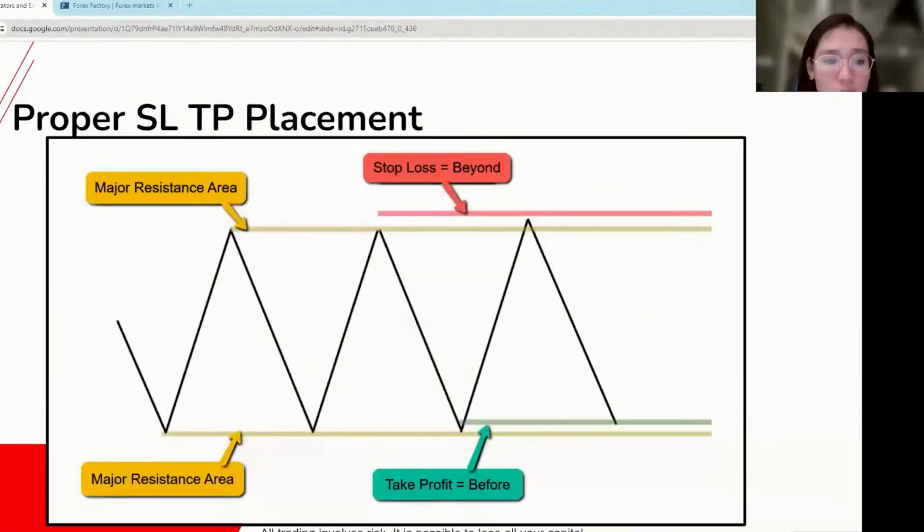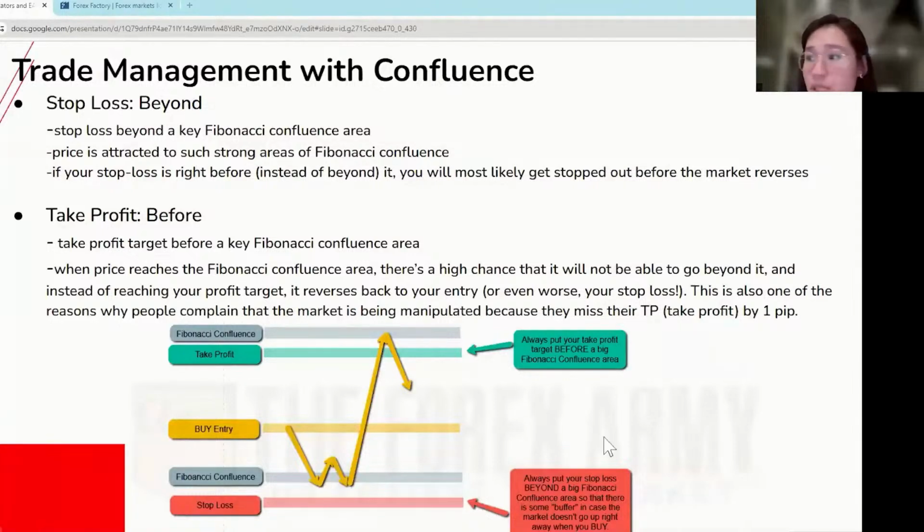Okay. So in this example here, we are going in for a buy entry. So obviously we would place our take profit above and your stop loss below. So in this case, when you're going in for a buy entry, we'll place our take profit and stop loss below your key areas or your Fibonacci confluence areas. Okay, so for buy entry, place it below.